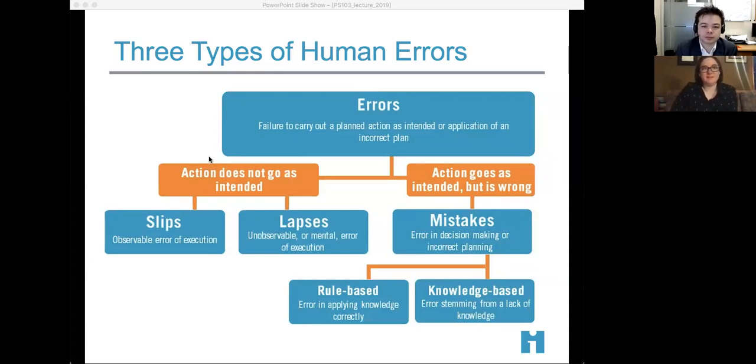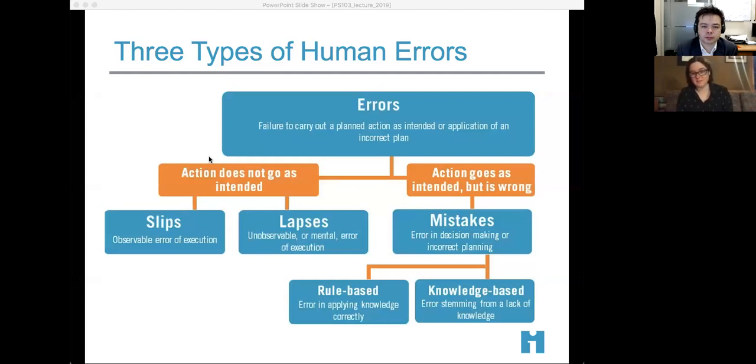So, types of errors. Now, there's the definition tree here, which is definitely really helpful, but it is a bit confusing to understand what everything actually means. The first thing is to define what an error actually is. An error is a failure to carry out a planned action as intended, or an application of an incorrect plan. So an error is not just a mistake. There are other things that can happen. So two aspects: the action does not go as intended, or the action goes as intended, but it's wrong.